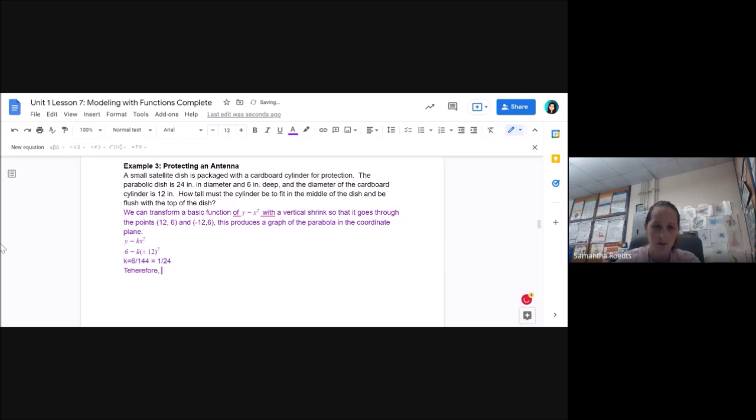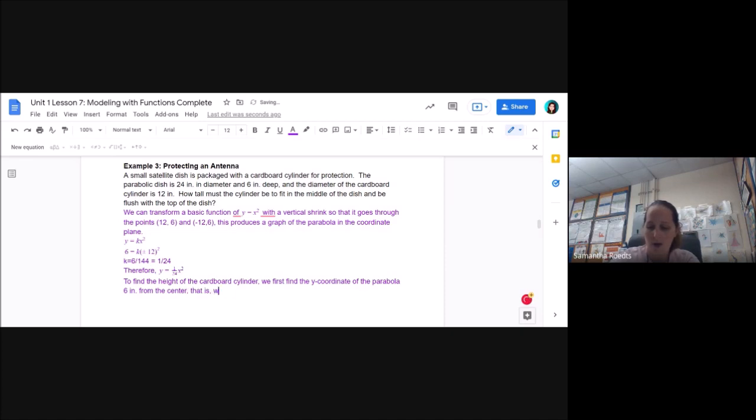Therefore, y equals 1/24 x squared. We find the height of the cardboard cylinder. We first find the y coordinate of the parabola, 6 inches from the center.